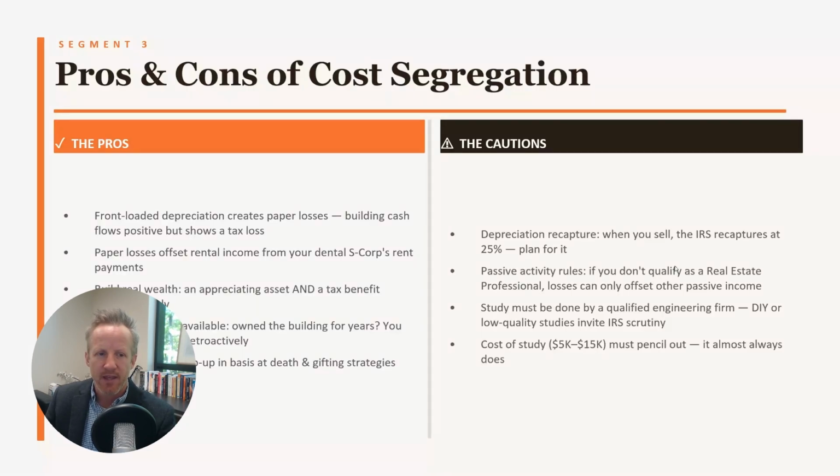All right, everybody, that is the first segment here of cost segregation. What it is, 101, what are the pros and cons, and why you, if you own your building and maybe are aspiring to own your building, should consider a cost segregation analysis.